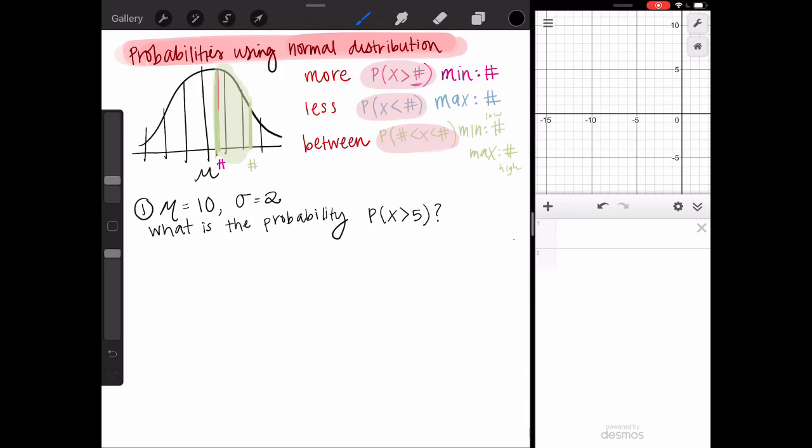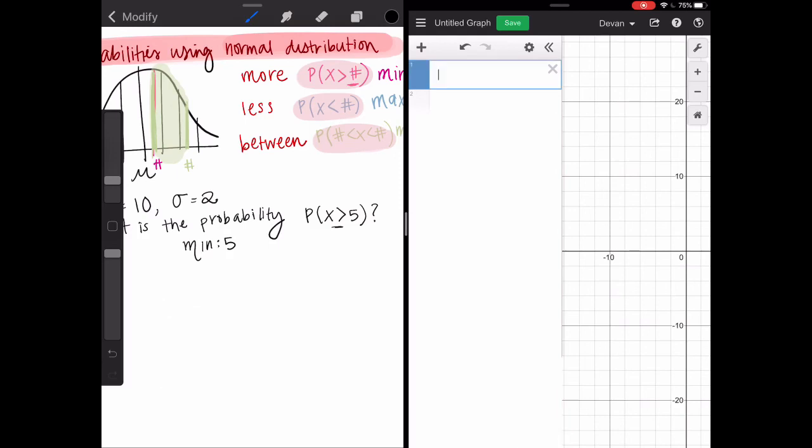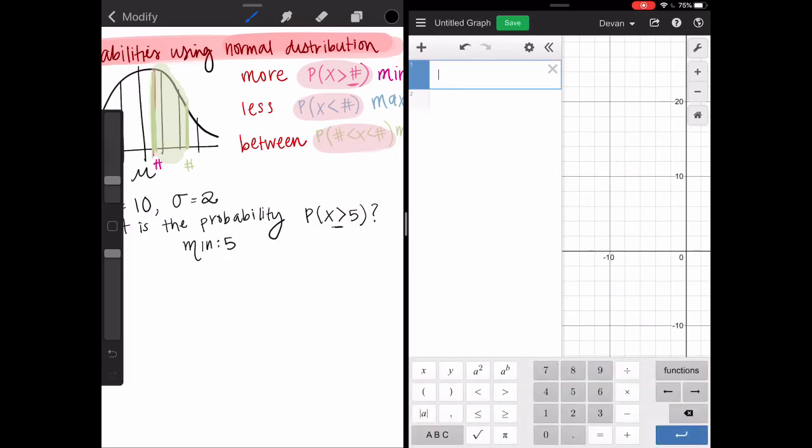So obviously this is a more than problem, so I'm going to have a minimum value, and that minimum value is going to be 5. To use Desmos, I'm going to go to my Desmos graphing calculator. I can either type the words in. I'm using my iPad, so it's kind of hard to type the letters.